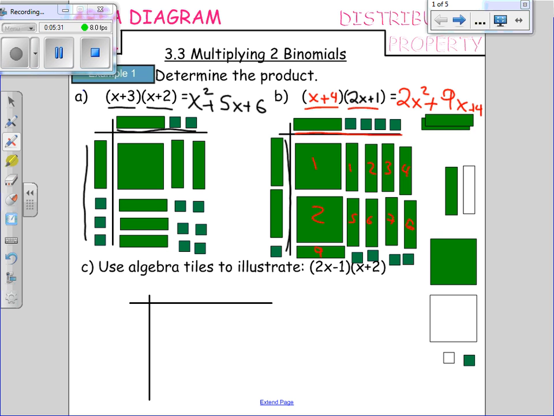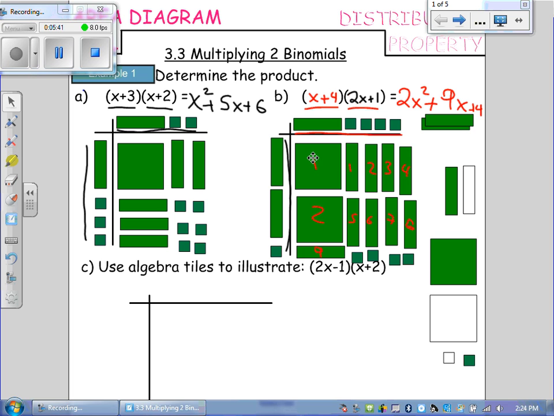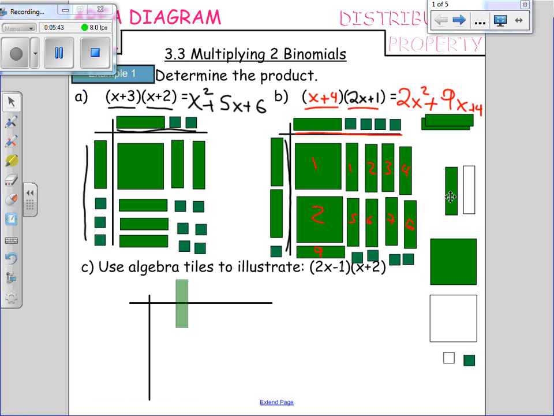Use algebra tiles to illustrate this one. We have negatives now, so it's going to throw us off a little more. Negatives and binomials make it a little bit more challenging, so it's not quite as standard. So the first one, we need 2 x's, and we need negative 1. That's our very first binomial. Our second binomial is just going to be 1x plus 2.